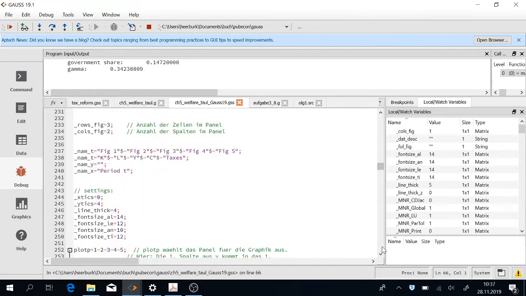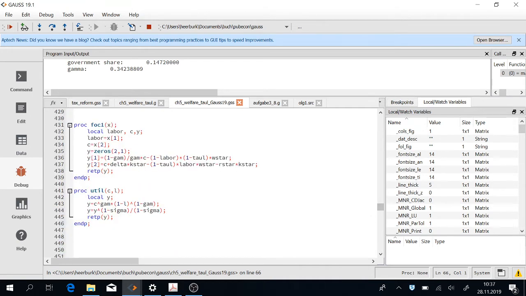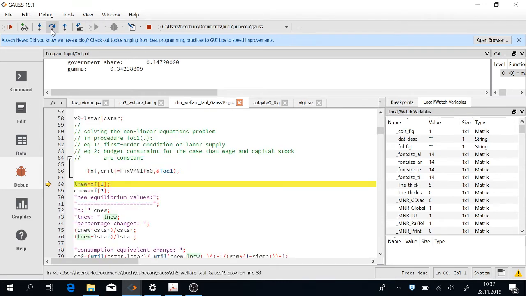So let us look into the procedure FOC1, which is given in line 431. We have the endogenous variables labor and consumption. In the first equation, we have specified the first order condition of consumption. In the second equation, we have stored the budget constraint if capital stock and the wage rate are constant. And we find the solution for this equation system FOC1, which is given by the variable xf, 0.2994 and 0.2297 for labor and consumption respectively.